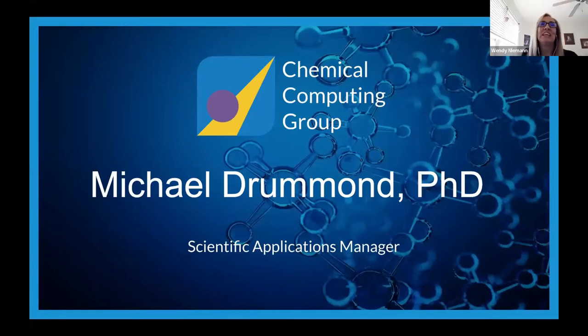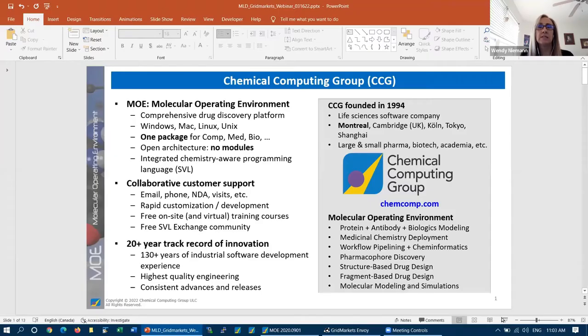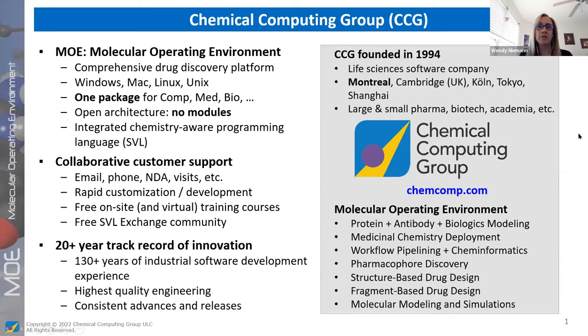Thank you, Doyle. Next up, it's my pleasure to introduce Michael Drummond, PhD, Scientific Applications Manager with Chemical Computing Group. Michael obtained his PhD in inorganic chemistry from The Ohio State University. After postdocs at Oak Ridge National Laboratory and the University of North Texas, he joined Chemical Computing Group in 2013, where he currently serves as Scientific Applications Manager.